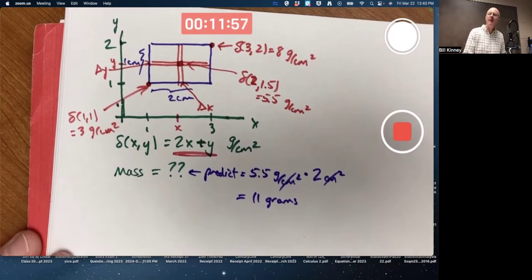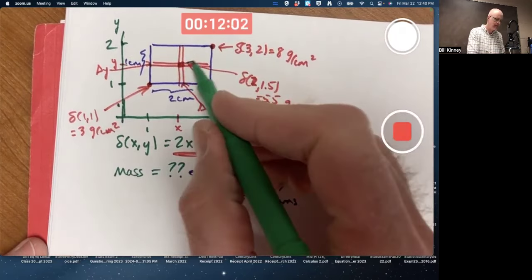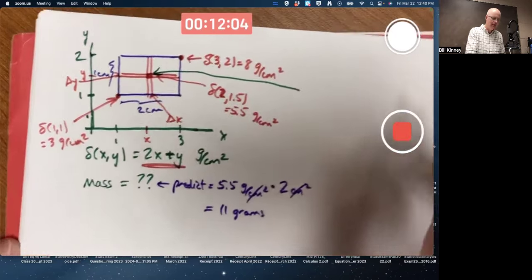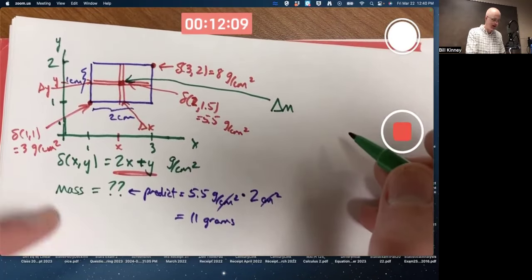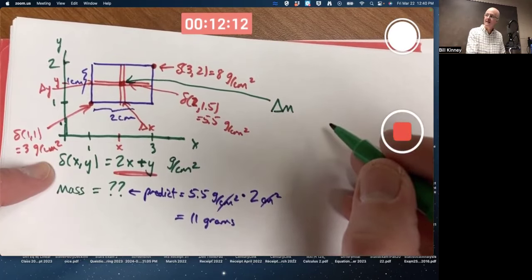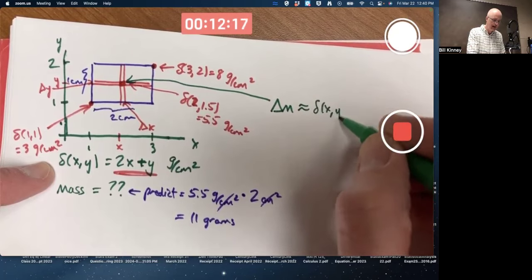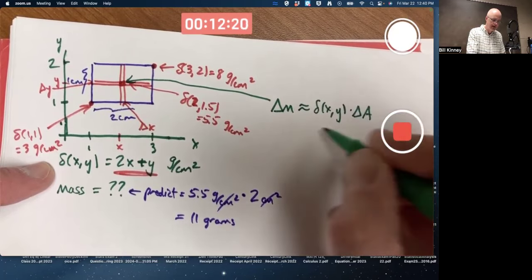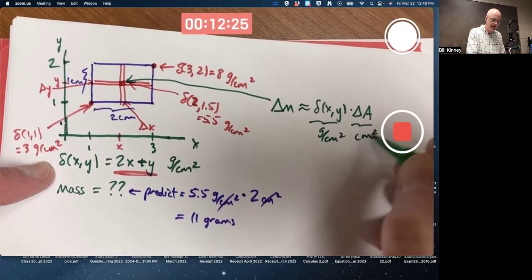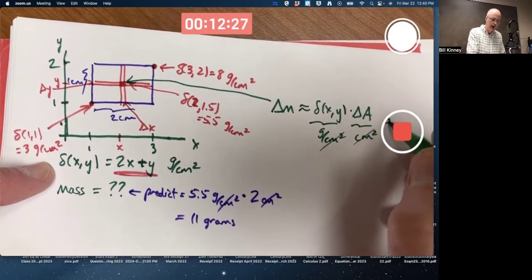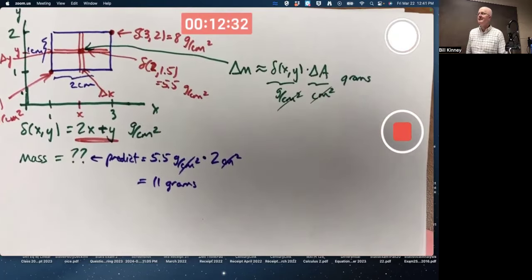What is the small mass of that small rectangle? What's delta m? Assuming delta of xy, this function, is approximately constant, I just do a product. Approximately delta of xy times the area. This would be in grams per square centimeter. This would be in square centimeters. Square centimeters would cancel, giving you grams. That's the mass of the small chunk.